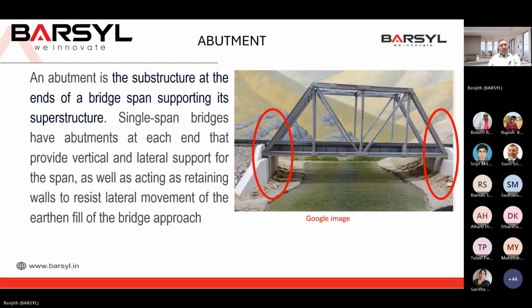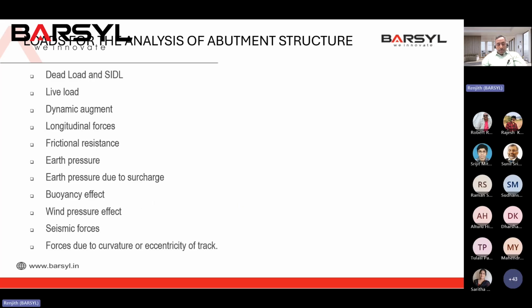In addition to that, one more basic purpose is that it has to retain the earth behind the structure. That is the earth pressure it has to retain. The difference between pier and abutment basically is that abutment is retaining the earth fill behind the abutment. Pier is not retaining this type of earth fill. It is only to support the superstructure, dead weight and lateral forces. That is the difference of abutment and pier.